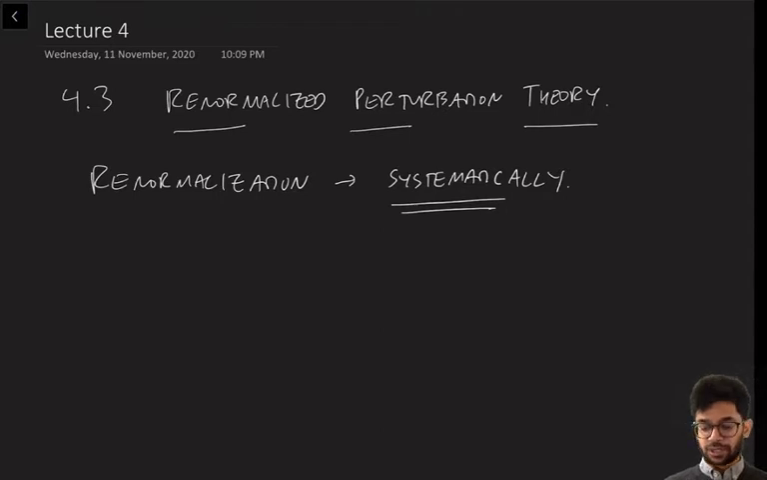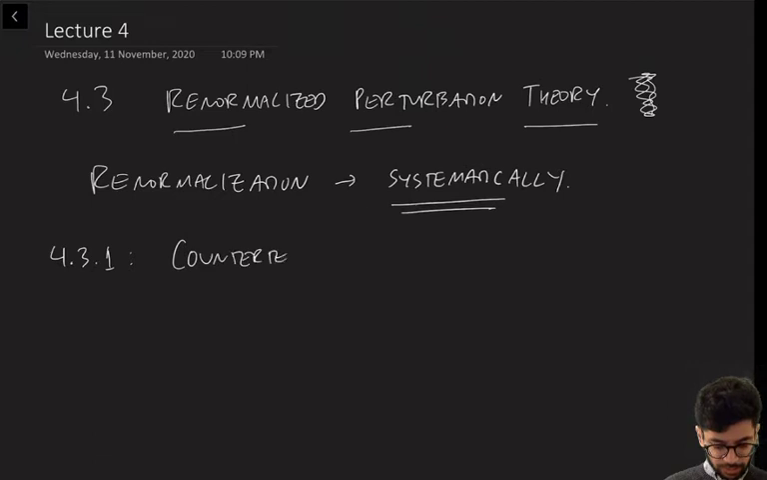The framework for doing that is called renormalized perturbation theory, as you might expect. And then in the next part of today's lecture, we're going to discuss for what theories this can be done and what theories this can't be done. And that'll lead us to the concept of renormalizable and non-renormalizable field theories. Okay, so let's get started. So I'm going to discuss section 4.3.1 in my lecture notes, and this is called counter terms and renormalization conditions.